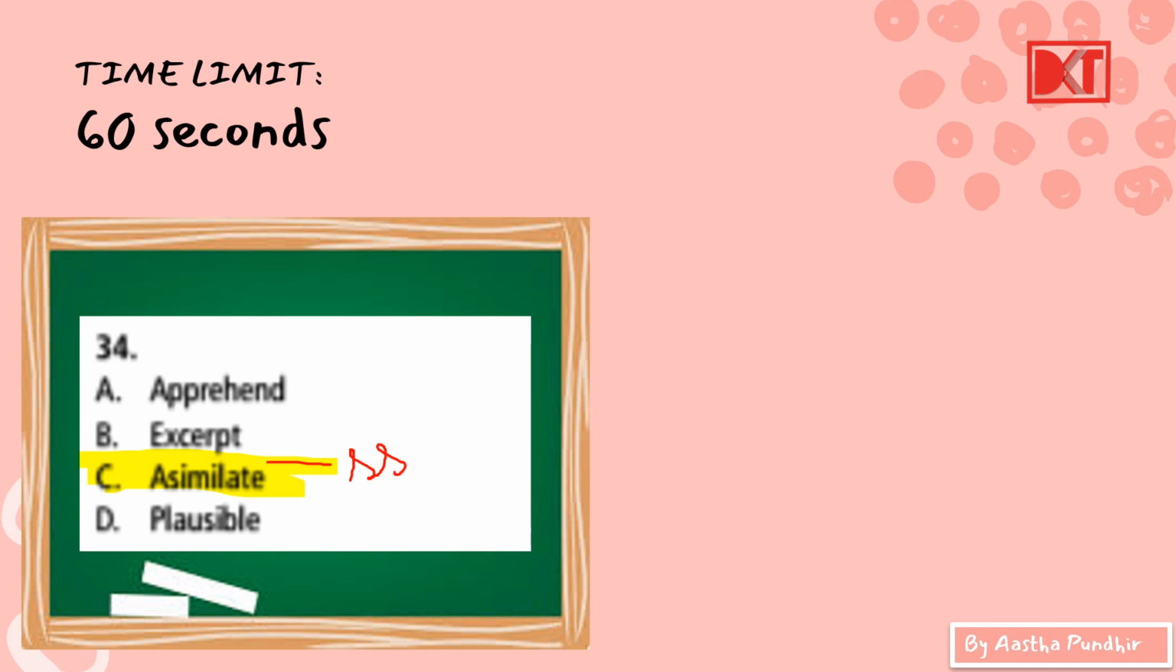Now assimilate is, we use, the information has been assimilated, which means it has been completely understood. Okay. Apprehend again means to understand something, accept a part of something. We have plausible, which means something which is reasonable. Okay.